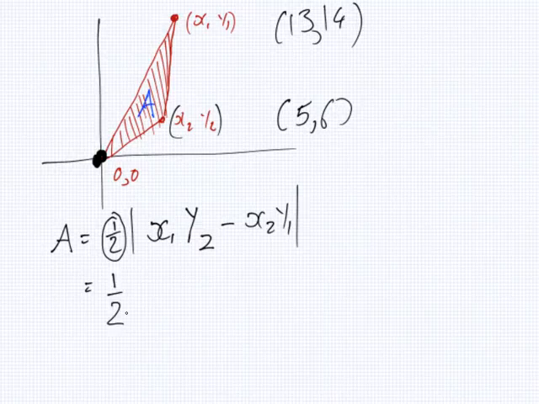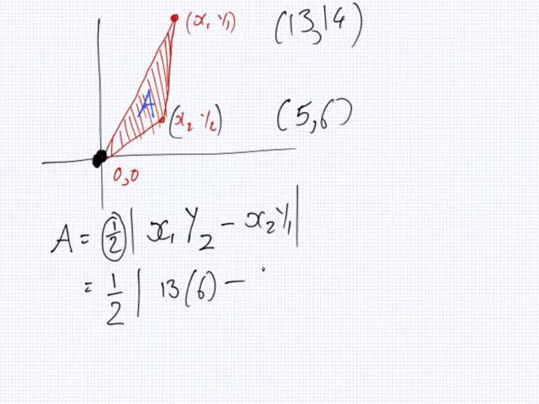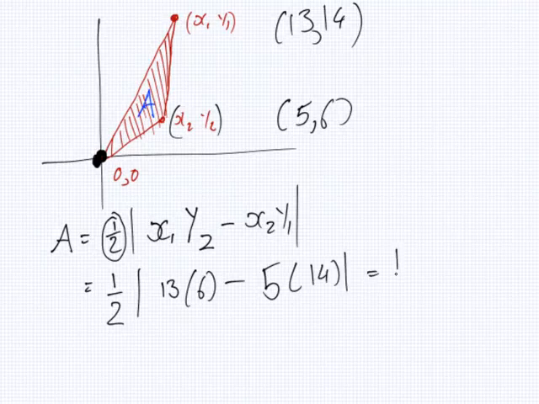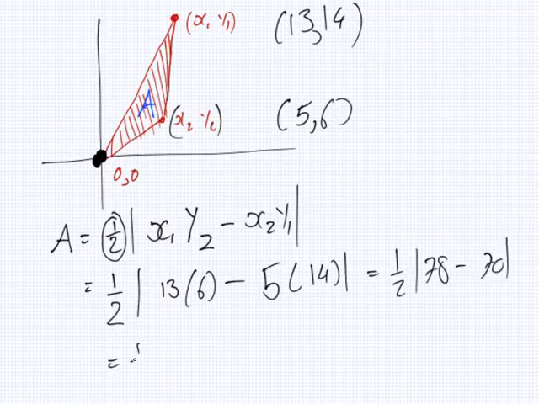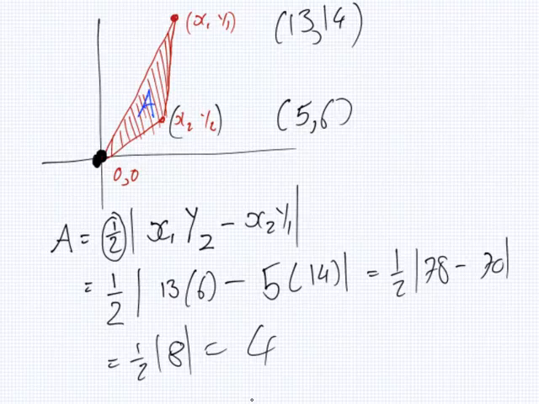So it will be a half, and again it doesn't matter which one you call x1 and y1, so it'll be a half, 13 times 6 minus 5 times y1, which is 14, yeah? So that would be a half, 65 minus 70. Is that right? 70, that's 65, isn't it? No, it's not, sorry. 78 minus 70. So that's a half of 8, which is then 4 then. Okay. So again, that's straightforward enough.